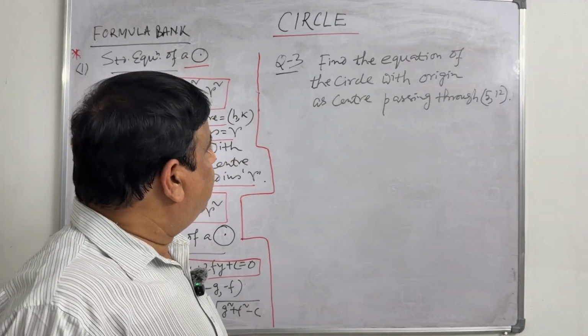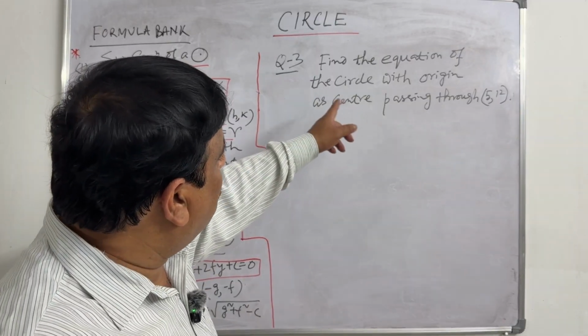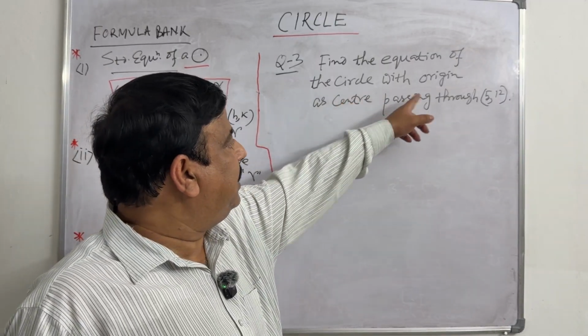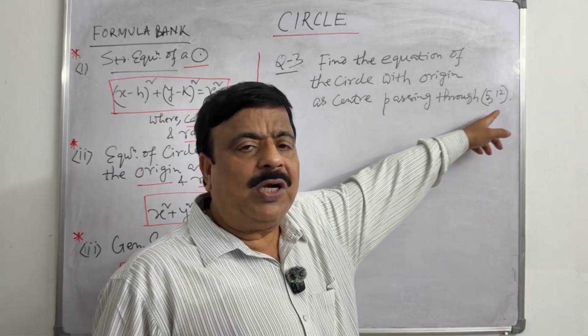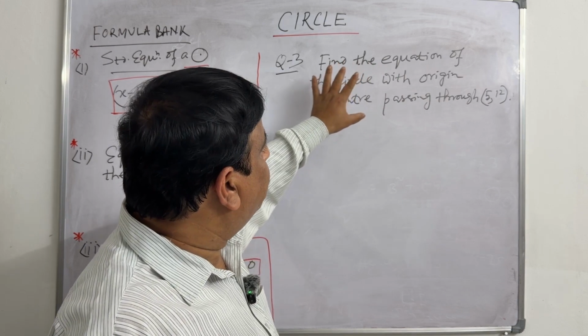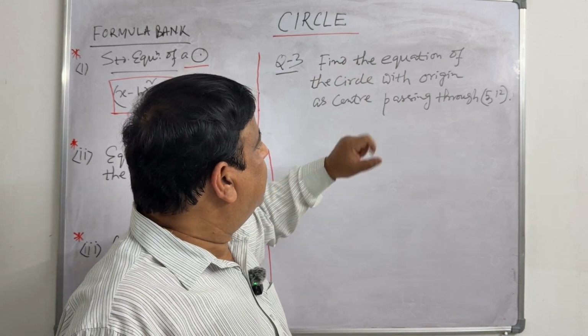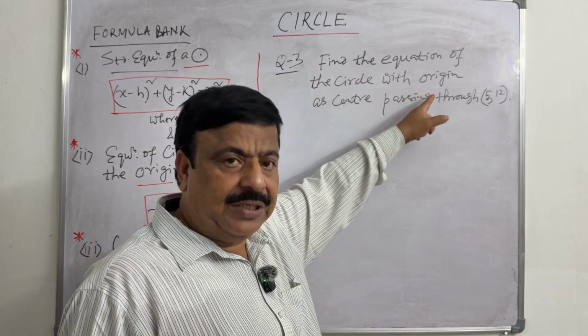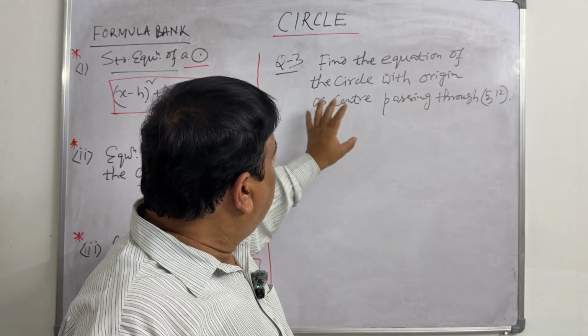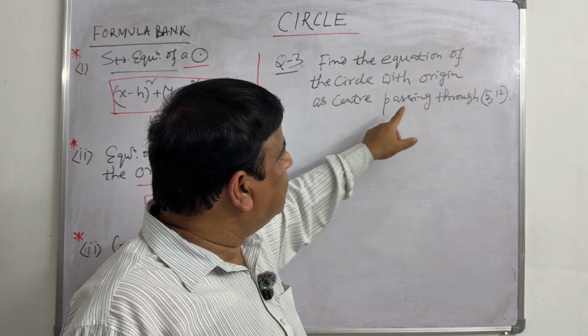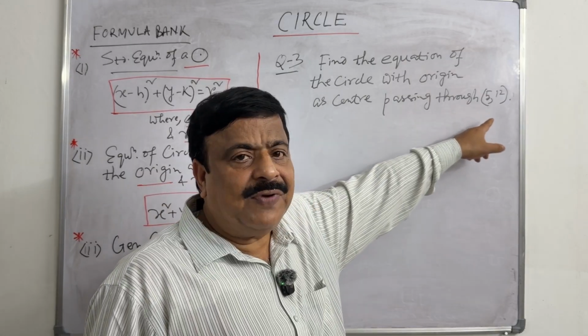This is problem number 3. Find the equation of the circle with origin as center passing through the point 5, 12. तो उस सर्कल का इक्वेशन फाइंड आउट करना है जिसका सेंटर क्या होगा, ऑरिजिन, जिसका कोऑर्डिनेट क्या होता है 0, 0, and it will pass through a given point that is 5, 12.